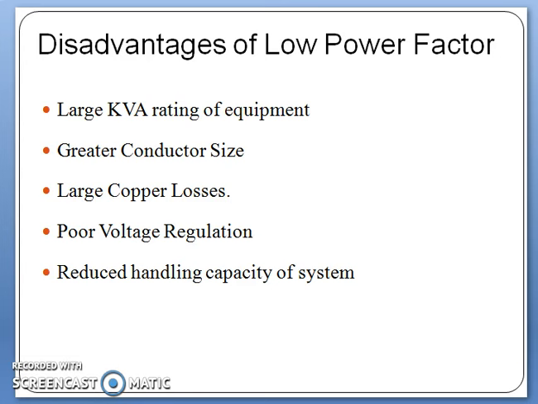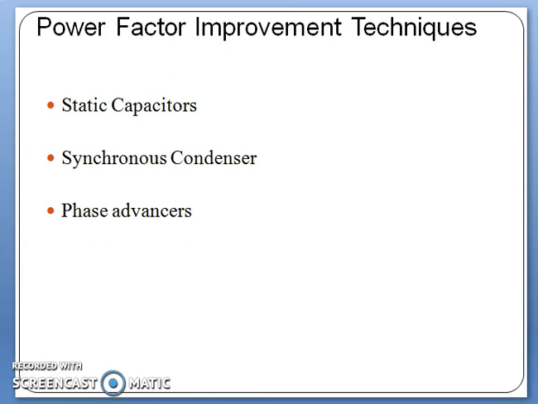The next topic is disadvantages of low power factor. Due to low power factor, large kVA rating equipment will be needed. Greater conductor size will be needed. Larger copper loss will occur. Poor voltage regulation will result. And the handling capacity of the system will be reduced.